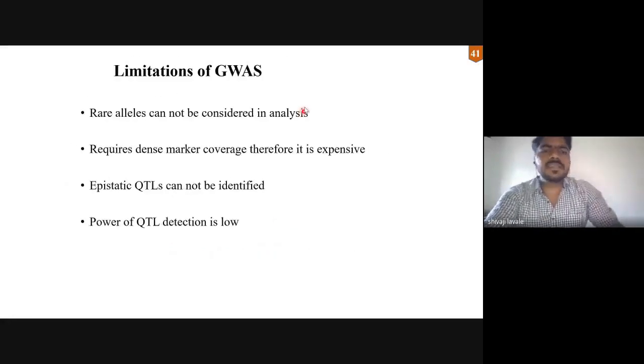What are the limitations of GWAS? So most important is we cannot analyze the rare variants in case of GWAS. We require dense marker coverage, that's why it is a little expensive. We cannot study epistatic QTLs in case of GWAS, and the power of QTL detection is very low.